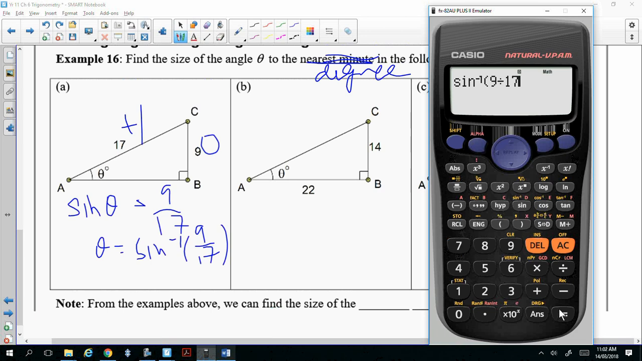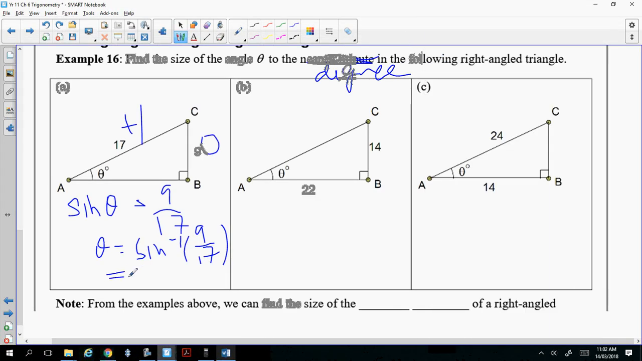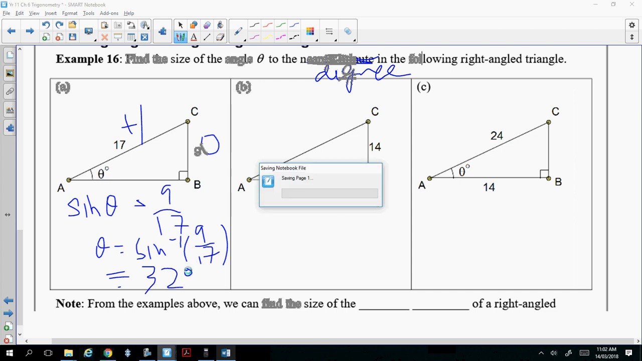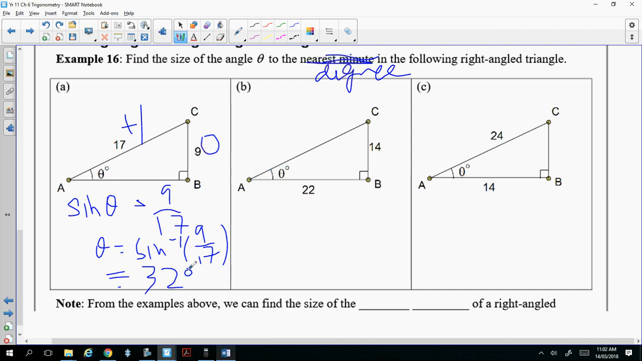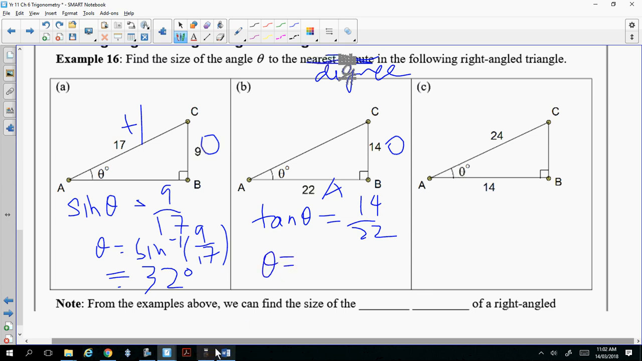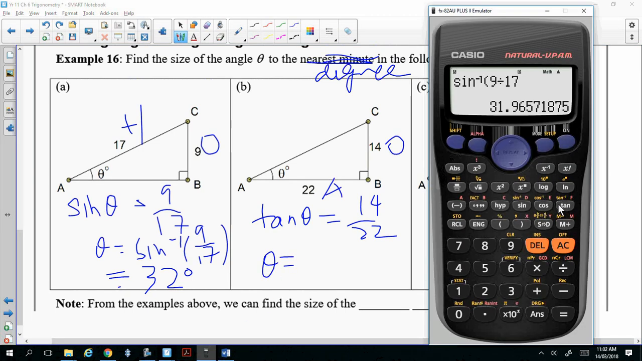Do the same for the next, and then we'll do a harder example. The next one is opposite over adjacent, so you do tan. Tan theta is 14 over 22. And the same as before, theta equals shift tan 14 divided by 22, 32 degrees. Oh, they're all 32. All right, let's do the next one. Hopefully it's not 32 again.